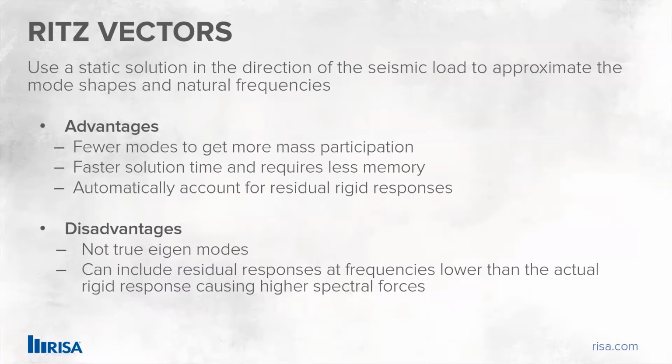It has its advantages: if you're doing an RSA, you can use fewer modes to get more mass participation. It also saves you a lot of solution time and requires less memory. But the disadvantage is that it's not actually solving the equation that I mentioned, the mx plus kx equal to 0 equation. So it's not giving you the true eigenvalue or the true period or frequency of the system. If accurate period or frequency is your main goal, then the RISA-vector solver is not recommended in that case.